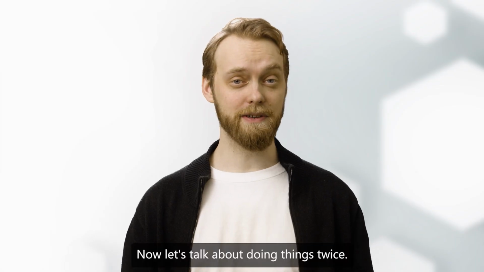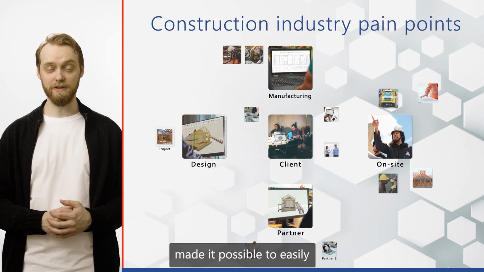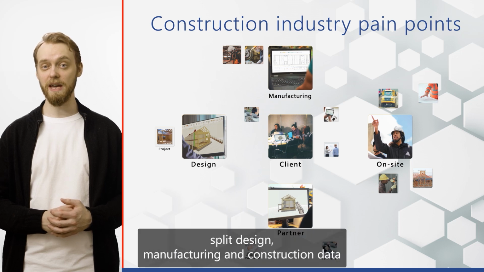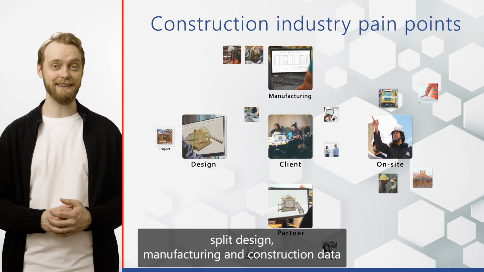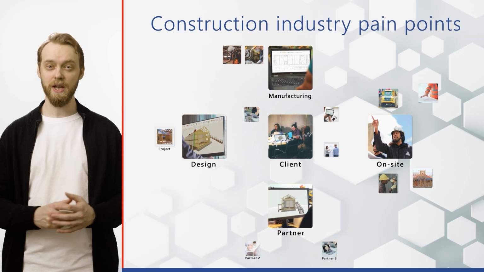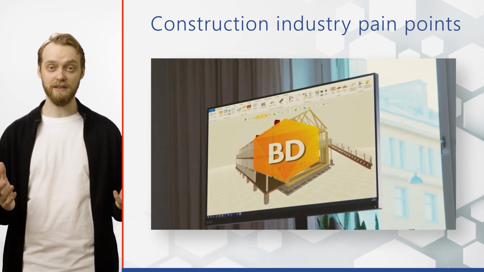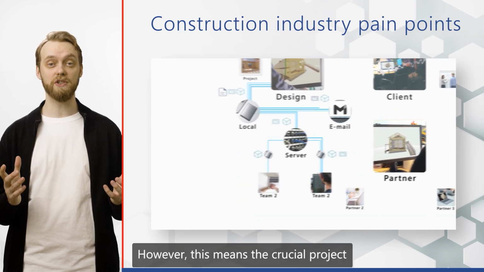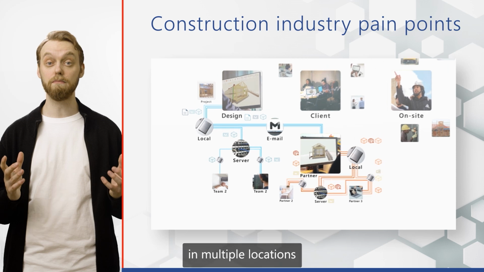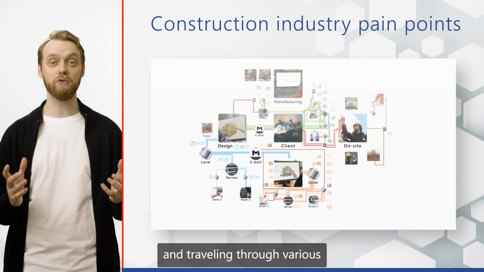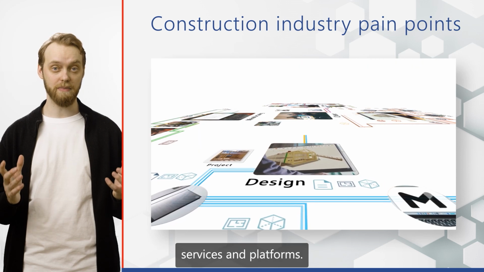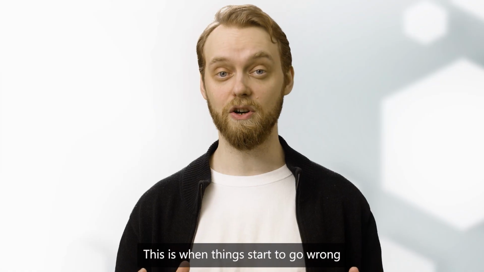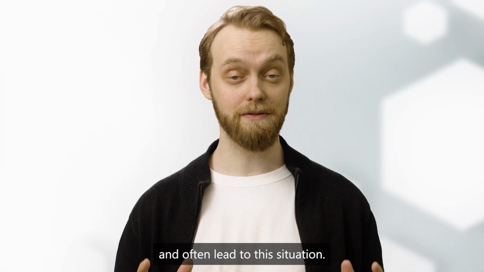Now let's talk about doing things twice. The internet has made it possible to easily split design, manufacturing, and construction data into different locations. We can even work on different continents if the economics make sense. However, this means that crucial project files and documents are now in multiple locations and traveling through various services and platforms. This is when things start to go wrong and often lead to this situation.